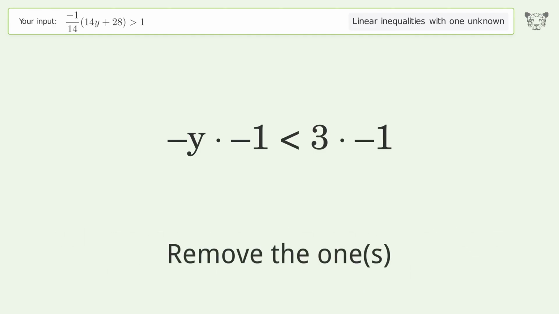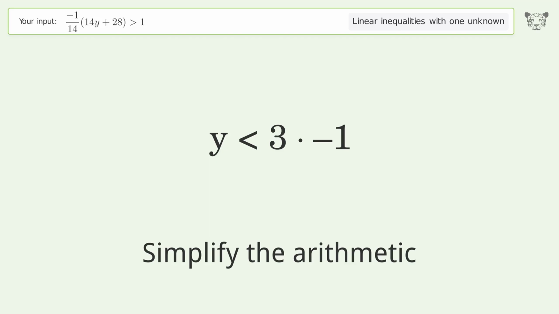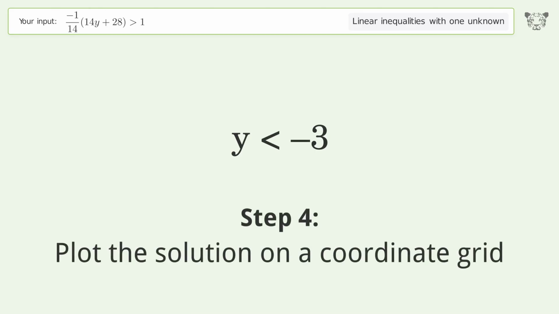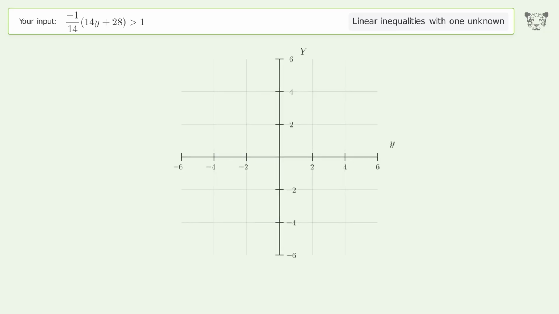Remove the ones. Simplify the arithmetic. Plot the solution on a coordinate grid. And so the final result is y smaller than -3.